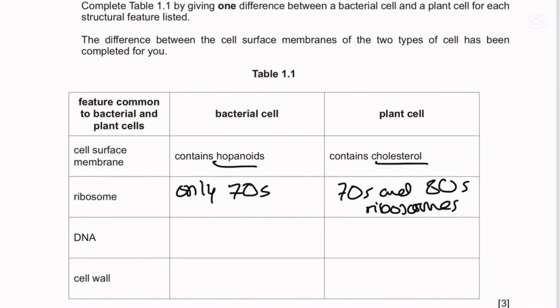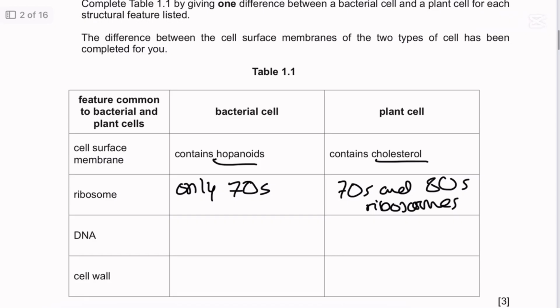For DNA, for bacterial cells, the DNA is going to be naked and circular and does not have histones, and it's going to be found free in the cytoplasm in the nucleoid. For plant cell, it's going to be found within the nucleus. It's going to be linear in chromosomes with histones, so it's not going to be naked. Okay, so that's the difference between the two.